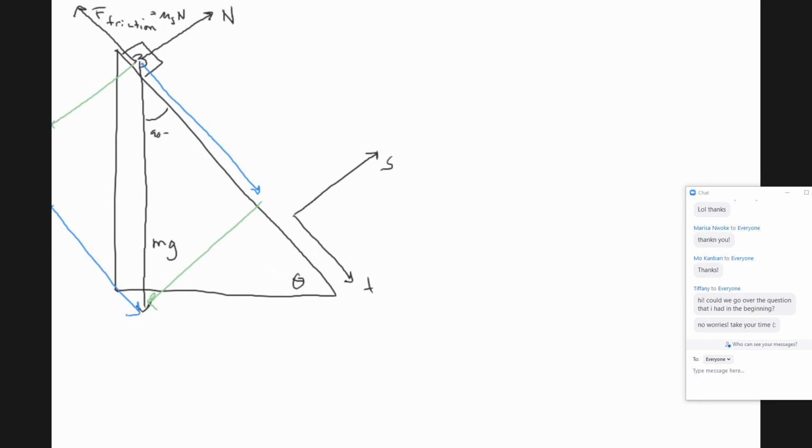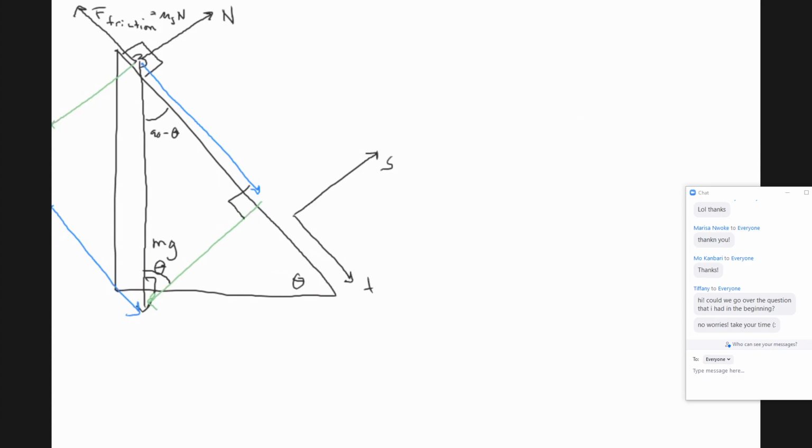And then this angle is what? 90 minus theta, correct? This is 90, this is 90 minus theta. So then this angle down here has to be theta, right? That angle of the triangle. Because this is also a 90-degree angle, right? Okay, that makes sense.